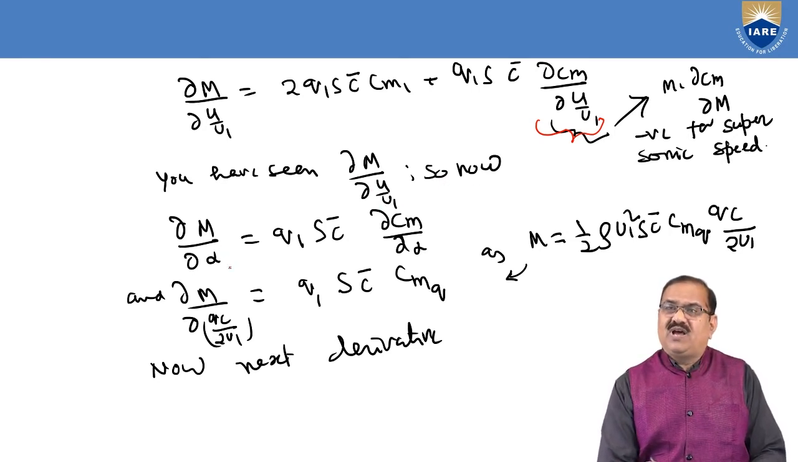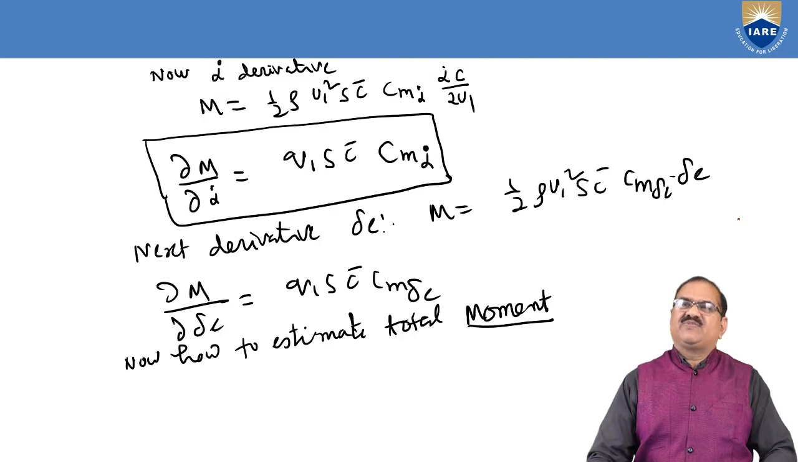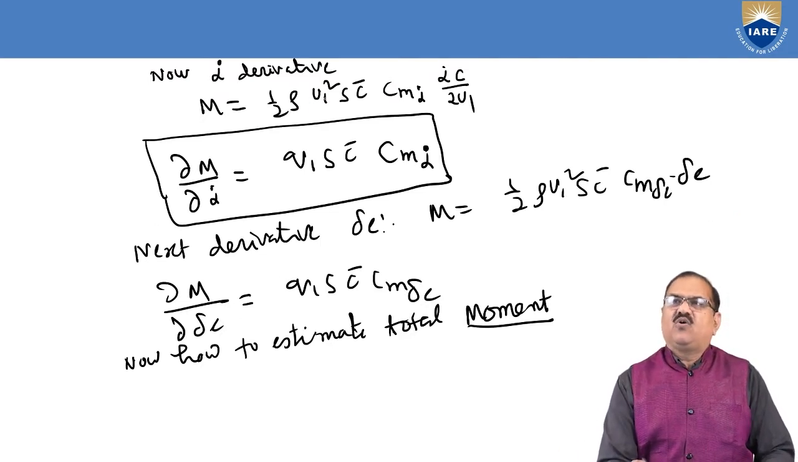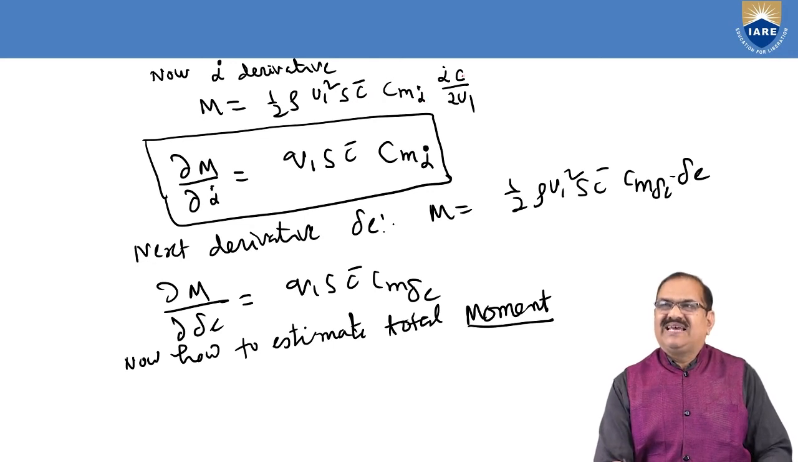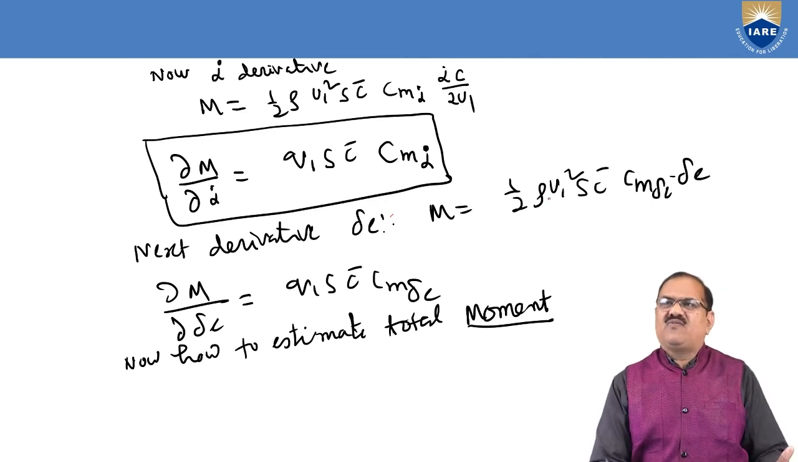Now ∂M/∂α is equal to q1 s c bar ∂Cm/∂α, and ∂M/∂(qc/2u1) is equal to q1 s c bar Cmq, where M is equal to half rho V1 square s c bar Cmq qc/2u1. Now we have to see the alpha dot derivative. So M is equal to half rho V1 square s c bar Cm alpha dot times alpha dot c/2u1. So ∂M/∂α dot is equal to q1 s c bar Cm alpha dot. In the same way for the delta E derivatives, M is equal to half rho V1 square s c bar Cm delta E into delta E. So ∂M/∂δE is equal to q1 s c bar Cm delta E.